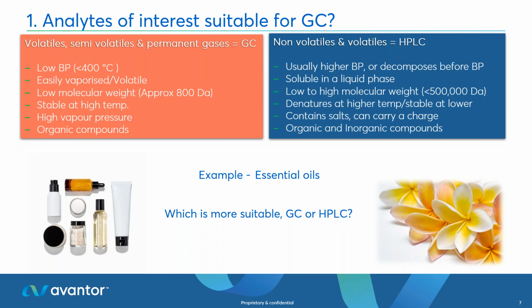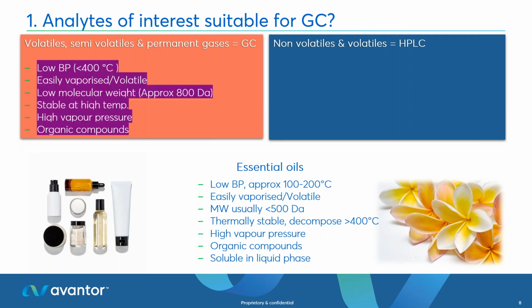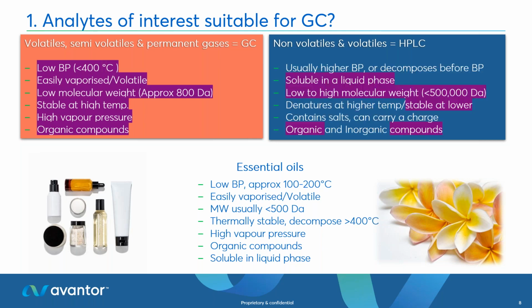So when we think of essential oils, which is going to be more suitable, GC or HPLC? When we look at essential oils, they've got low boiling points, approximately 100 to 200 degrees, easily vaporized, low molecular weight, stable within a certain range of temperatures. Then we've got high vapor pressure, organic compounds, and they're soluble in a liquid phase. So they work really well for GC, but we can still analyze them by HPLC.